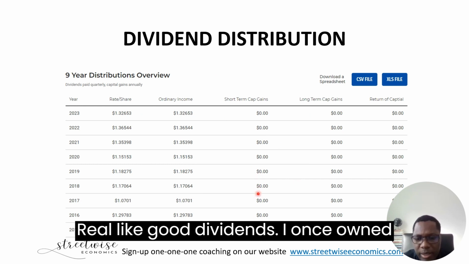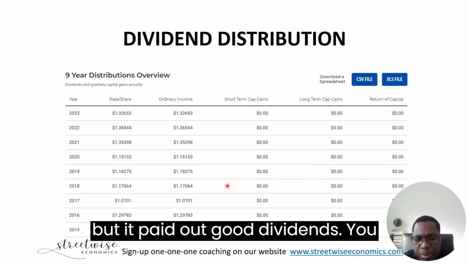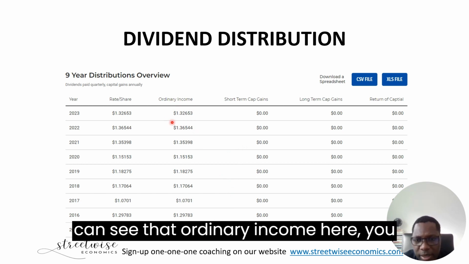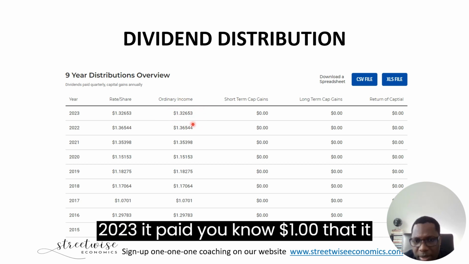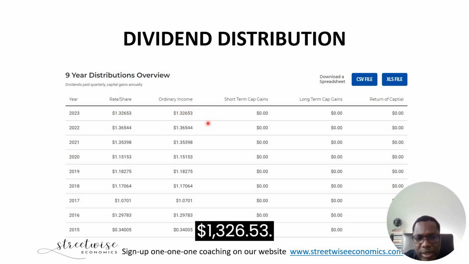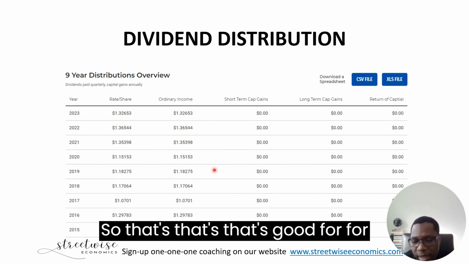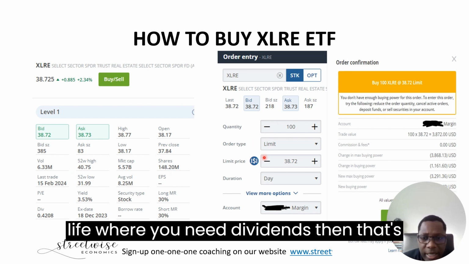I once owned this, and I sold it, but it paid out good dividends. You can see the ordinary income here. In 2023 it paid $1.30. It means if you have 1,000 shares, you can get $1,326.53. So that's good for the year. If you are at that point in life where you need dividends, then that's good.